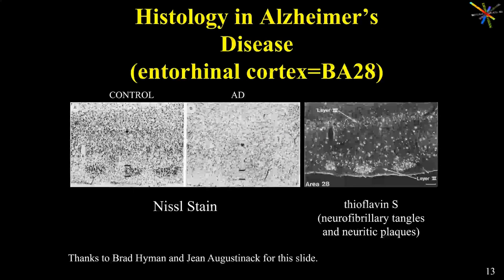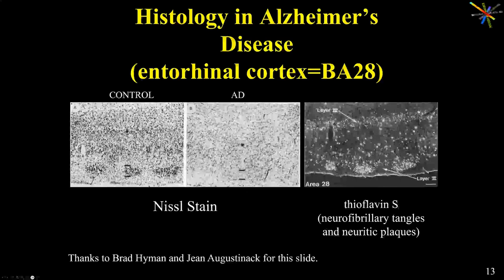And then what are the implications of this? Well, to me, there are real-world implications that are critical based on our ability to localize these areas. And this is one example. This is a photomicrograph. The slide was given to me by Brad Hyman and Gina Gustanak, both at MGH. And it's of entorhinal cortex.